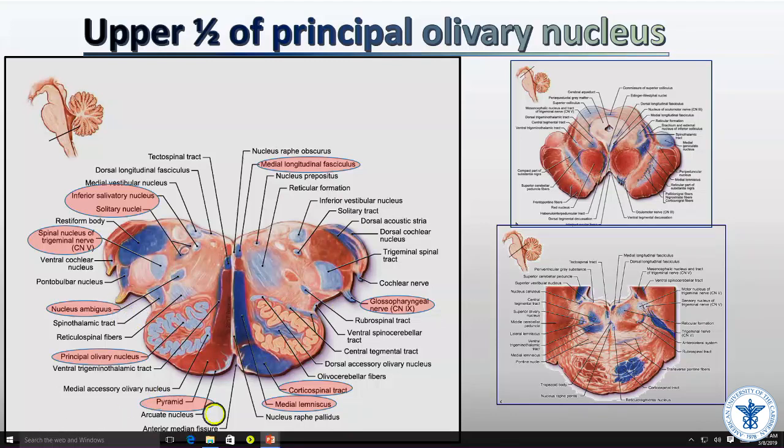The medial longitudinal fasciculus again is in its expected position right there. You have the medial lemniscus, which looks a little larger here because at the lower sections it's going to decussate, and I'll show you that.